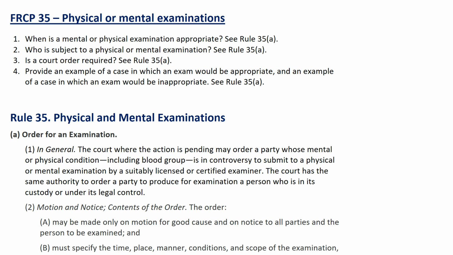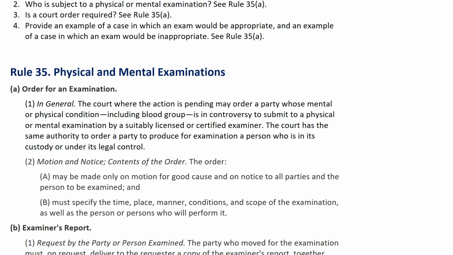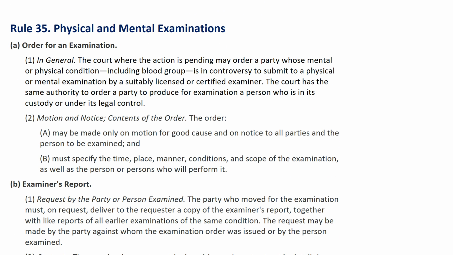All right. First question, when is a mental or physical examination appropriate? See Rule 35A. Let's go right there. The court where the action is pending may order a party whose mental or physical condition, including a blood group, is in controversy to submit to a physical or mental examination by a suitably licensed or certified examiner. Okay, so the mental or physical condition, one or the other, or both, has to be in controversy.